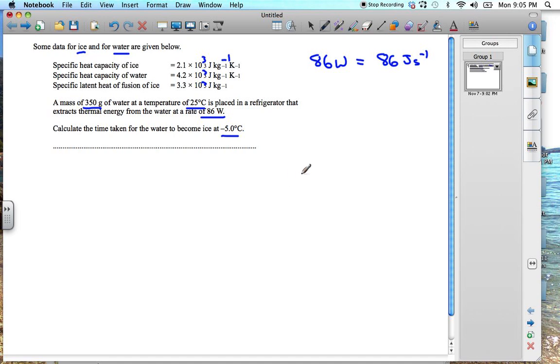So what's happening to the water is it's going to start off at 25 degrees Celsius and it's going to go down to 0 degrees Celsius. There's going to be a change of temperature here of 25 degrees Celsius, and in this process it's going to be giving out energy because the kinetic energy of the molecules is going to be decreasing, so it's got to lose energy in the process.